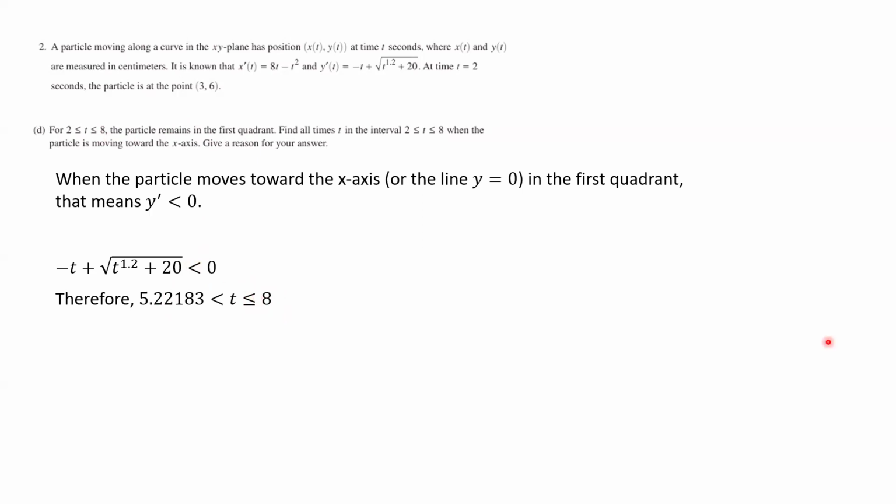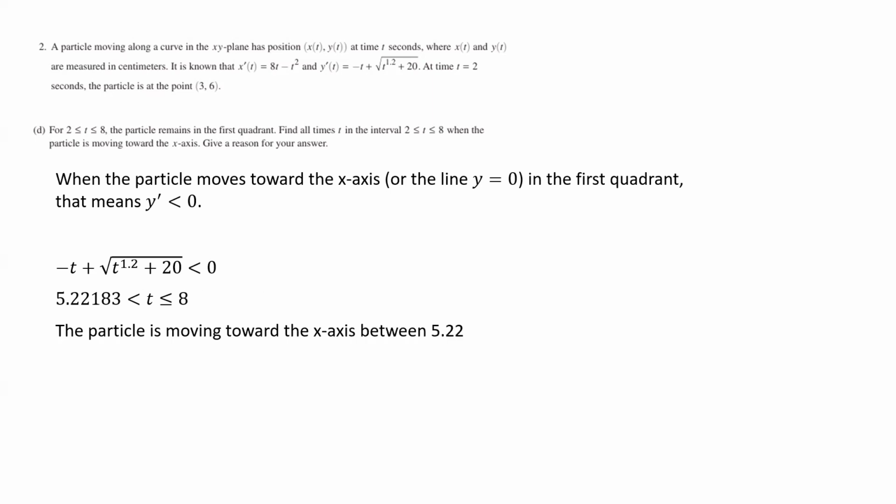Okay, maybe let me reword it a little bit. I would say, find all times t the particle is moving toward the x-axis: between 5.22183 seconds and 8 seconds, something like that. I don't know if this is needed, but in the context of this problem and to give units, I will just put that. Okay, and that's it for this problem. So not too bad. You just got to be very careful as you punch things into your calculator.